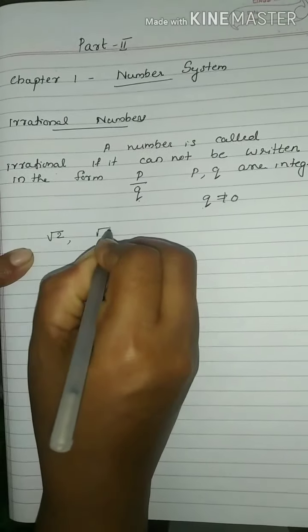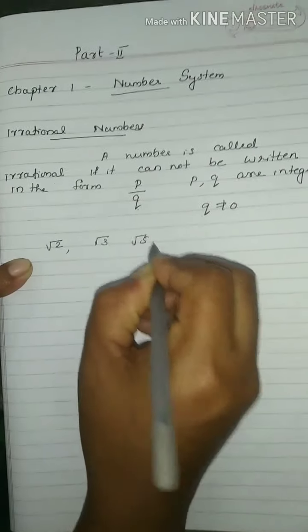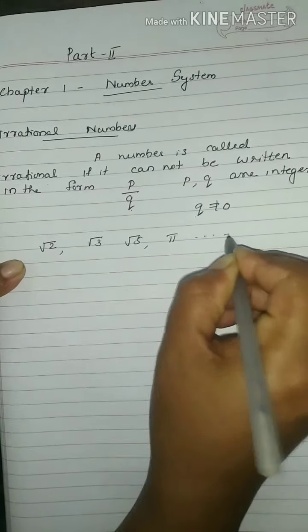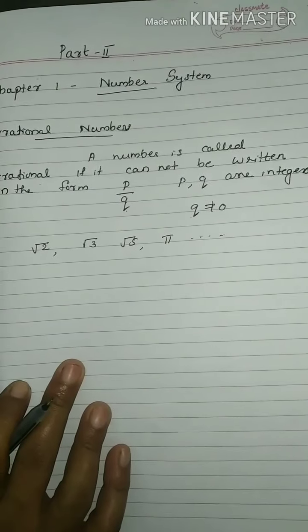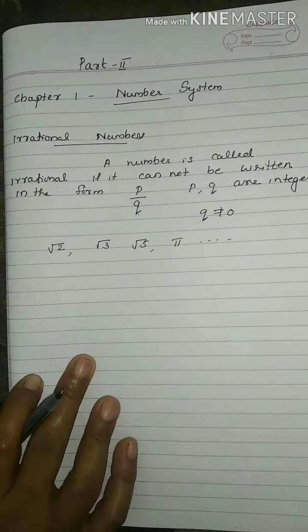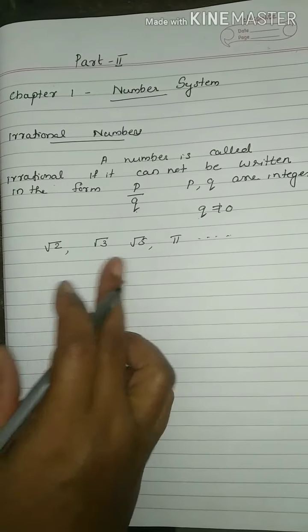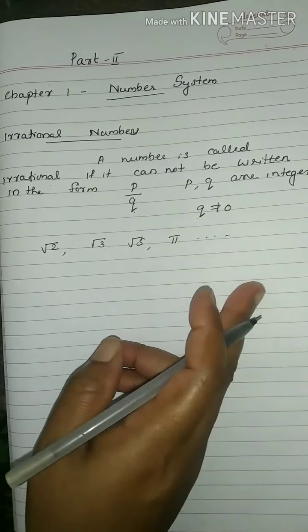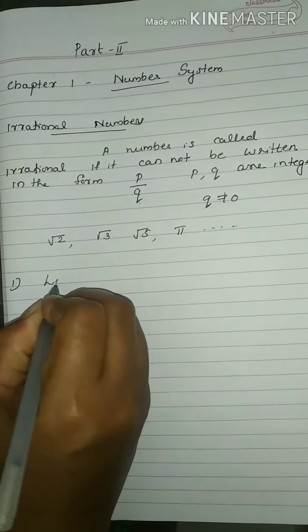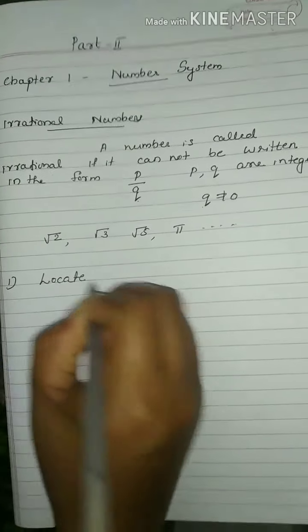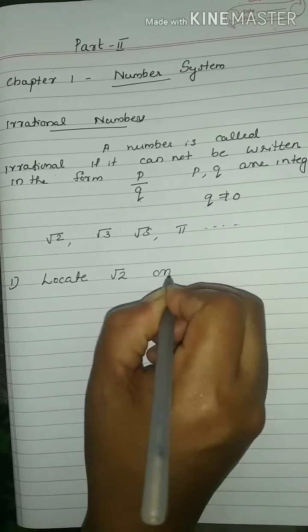Root 2, root 3, root 5, pi, etc. are examples of irrational numbers. Now we can locate these irrational numbers on the number line. First we will locate root 2 on the number line.